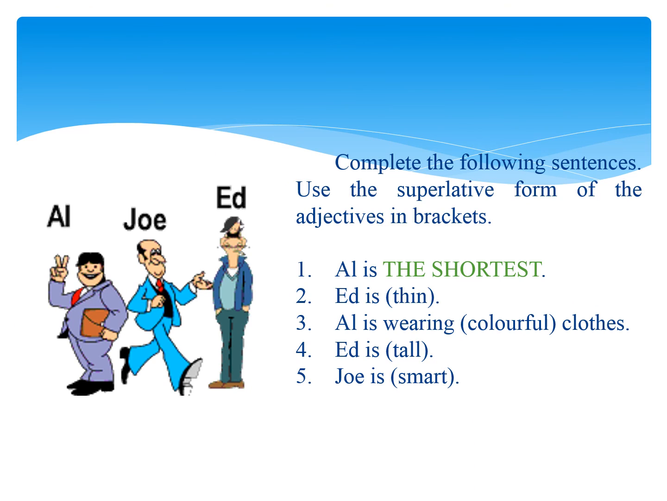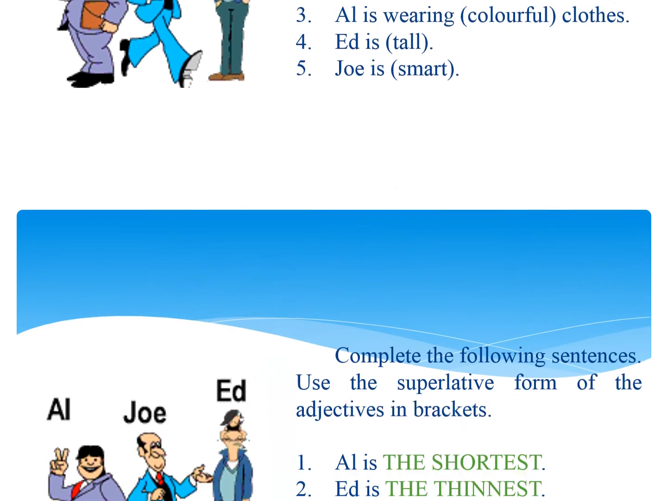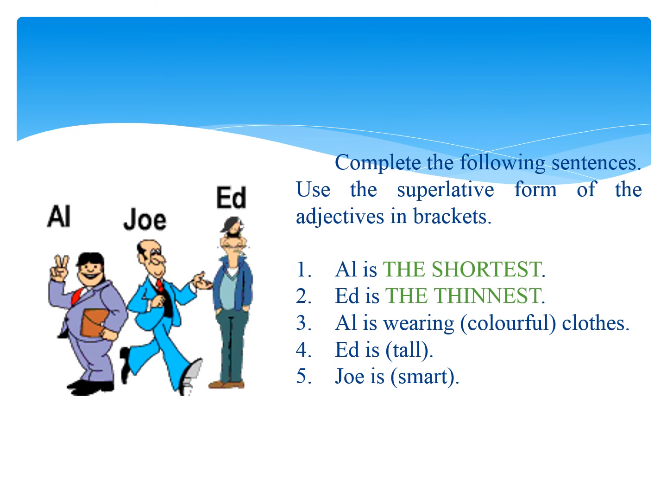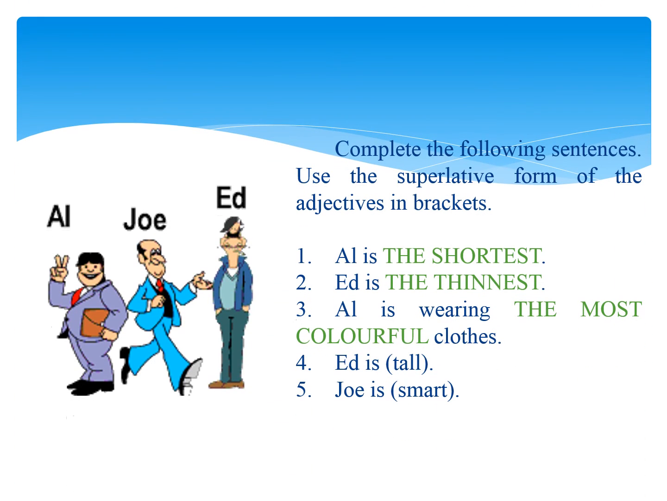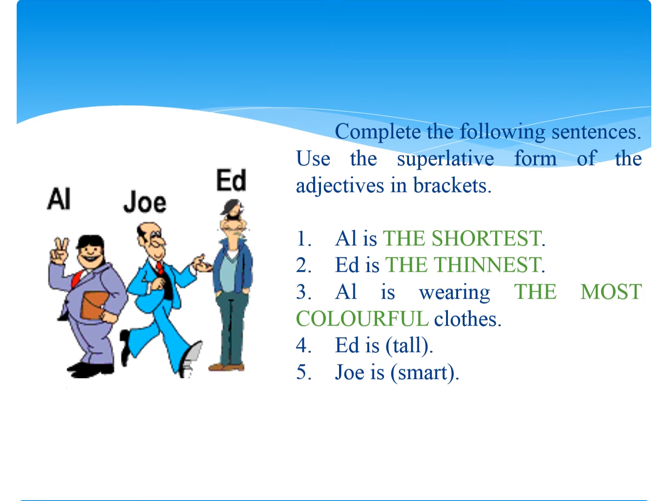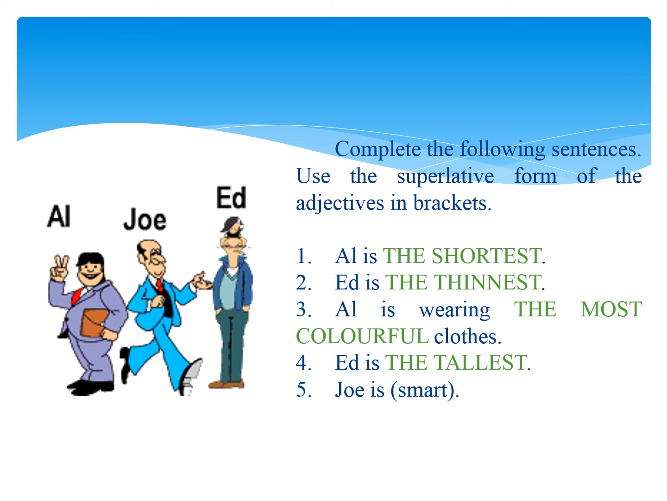Ed, look at this man here, he is fat, and this one also is a little bit fat, and then Ed, thin. So yeah, the thinnest. Then Al is wearing, yes, the most colorful clothes. Then we have Joe, yes, Joe is smart. Joe is smart, okay. Joe is the smartest. That's nice.